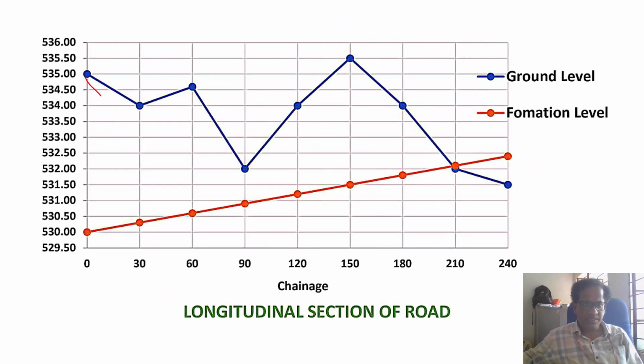So this is a typical drawing of longitudinal section with the scale of road. The same thing we presented in Microsoft Excel. So this is the ground level. As we already discussed, at chainage 210, it is changing from cutting to filling. This is the formation level with rising gradient 1 in 100.